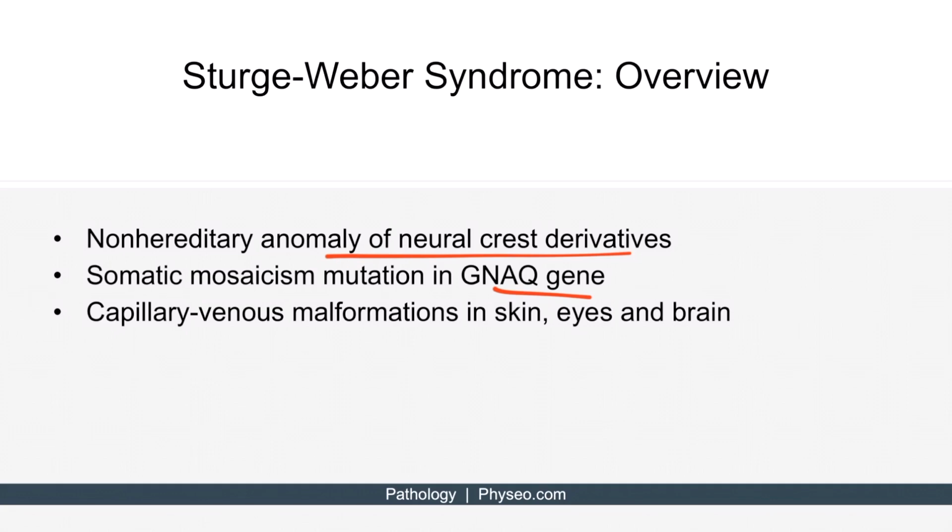The mutation occurs after fertilization, resulting in different cell populations in multiple organs. For more information on somatic mosaicism, be sure to check out our genetics section within Biochem. The final point is that this disorder is characterized by capillary venous malformations in the eye and brain.